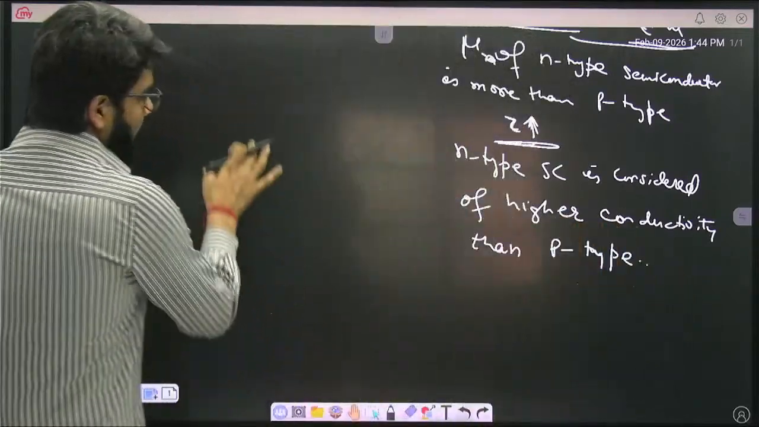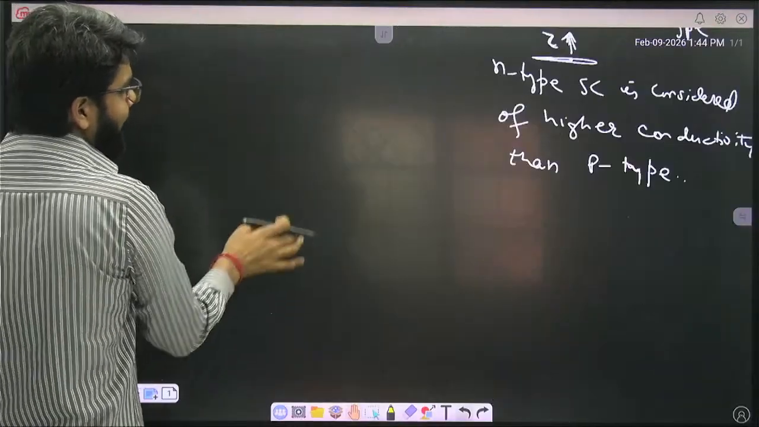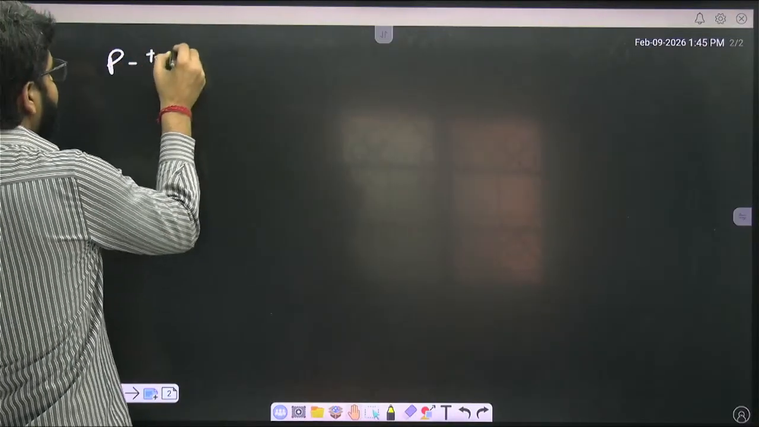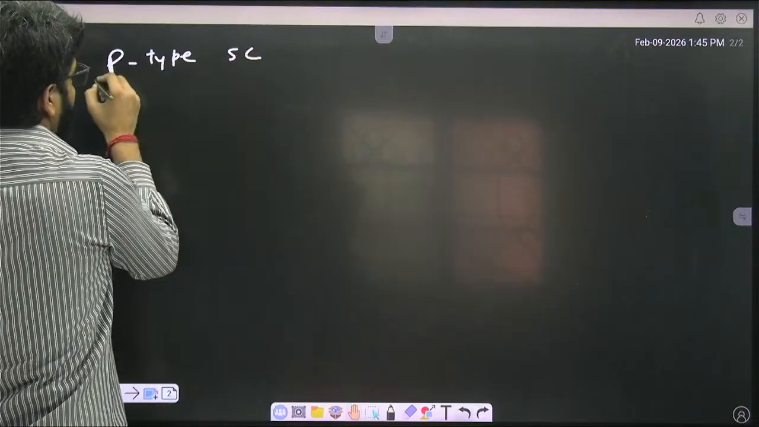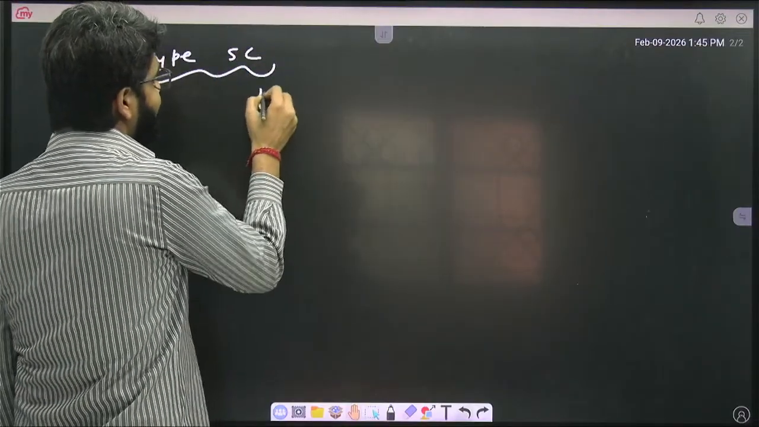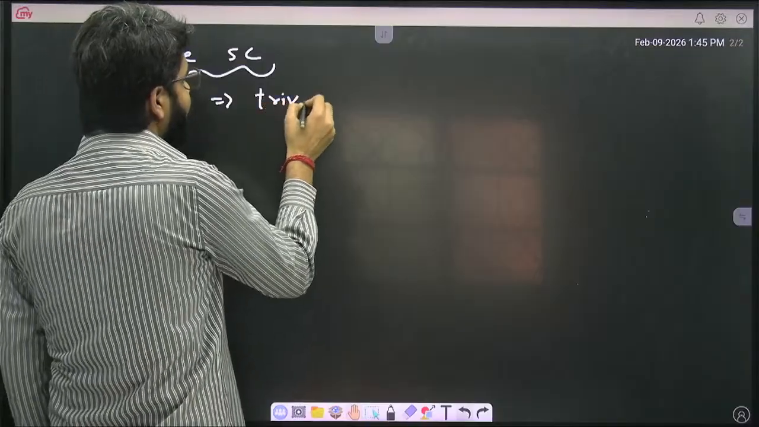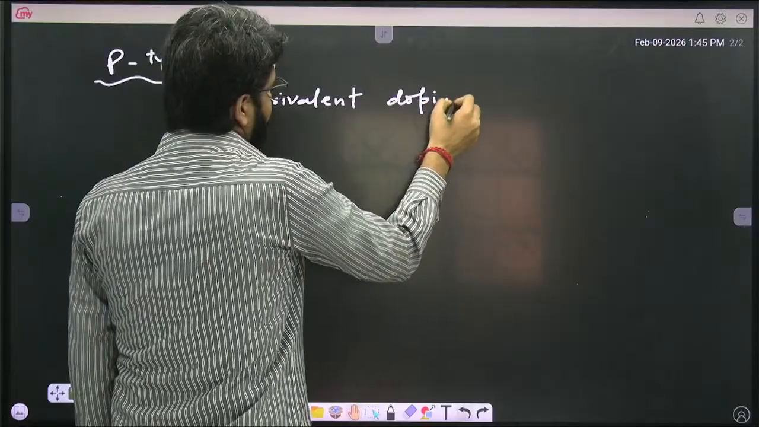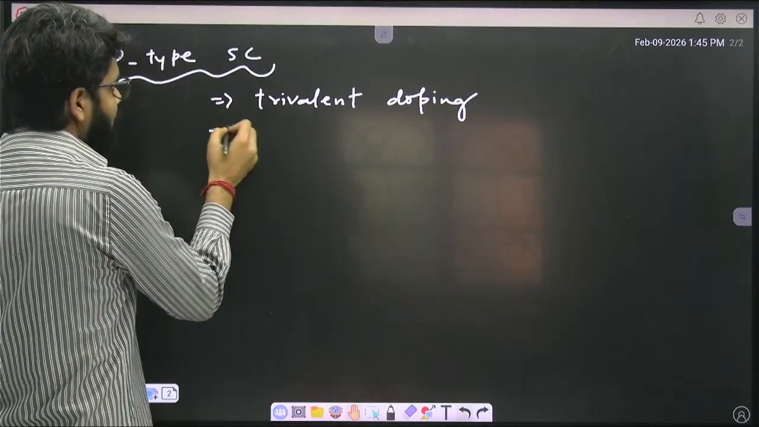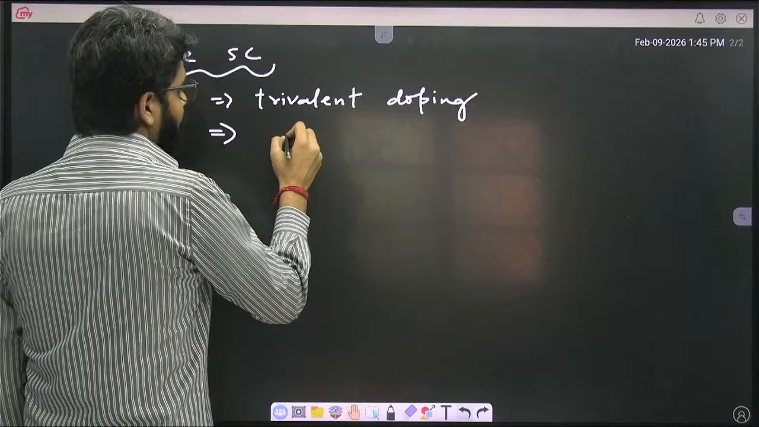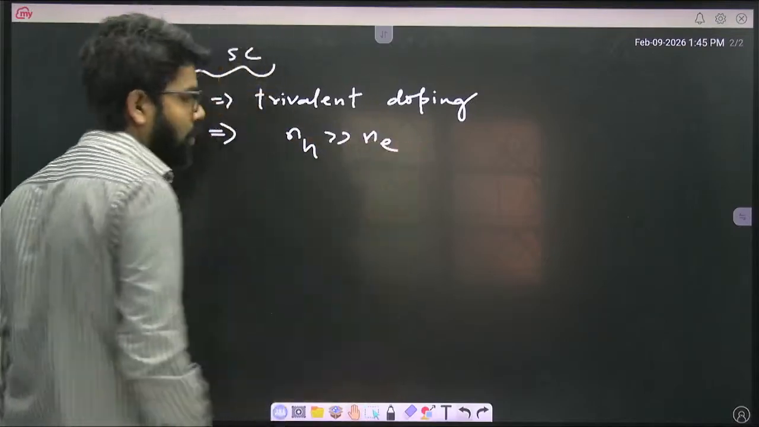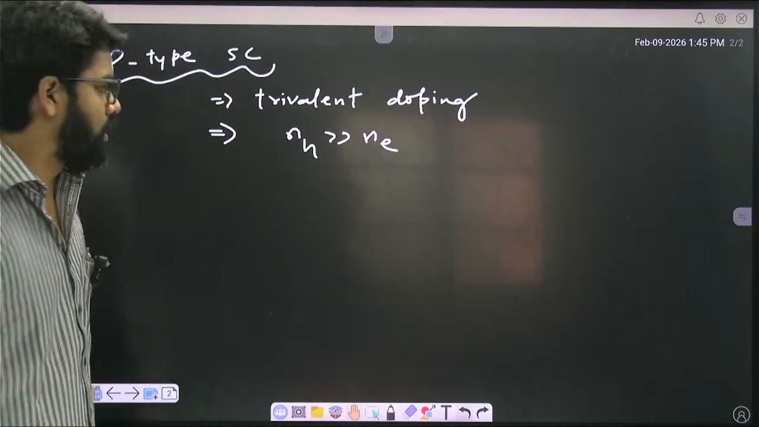Done. Okay. Now come to the p-type semiconductor. I'll change the page first, that will be better. P-type semiconductor, how is it formed? With trivalent doping. Second, we have NH very much greater than Ne. The number of holes is greater than the number of electrons.